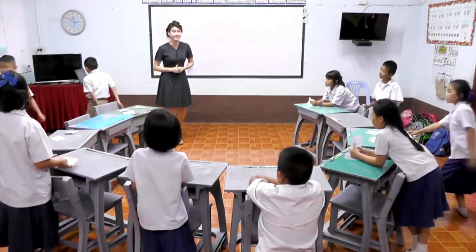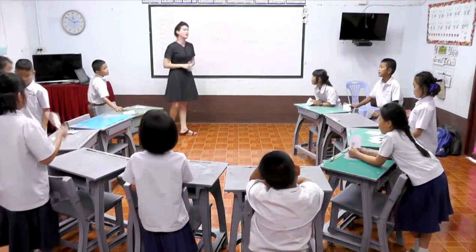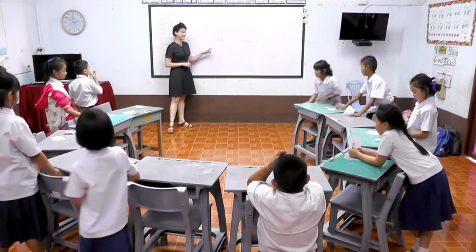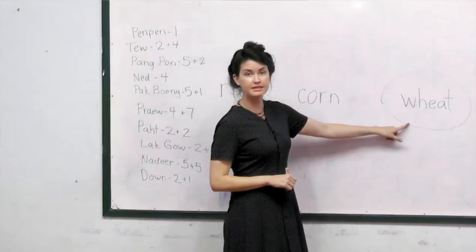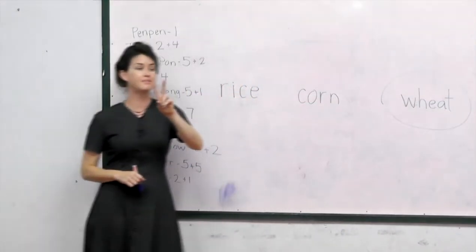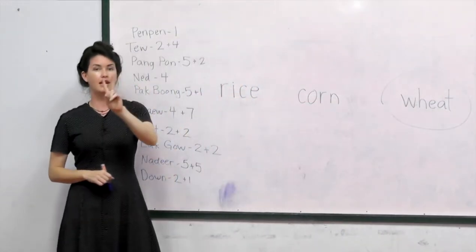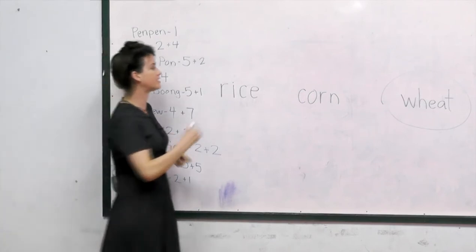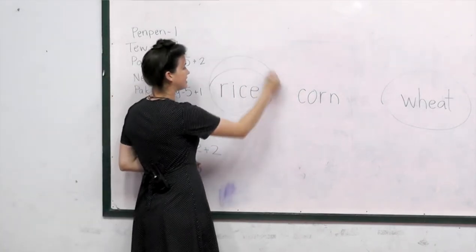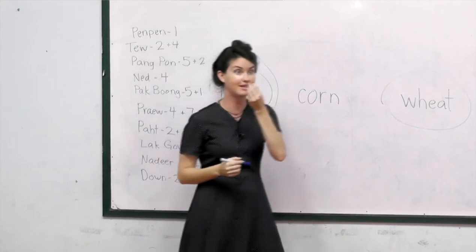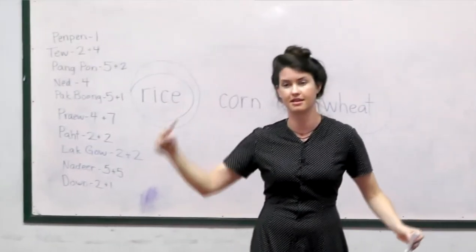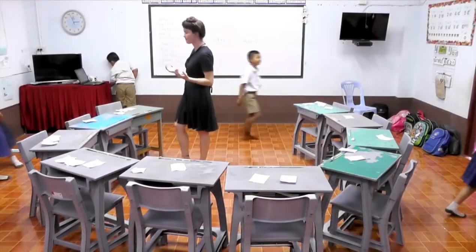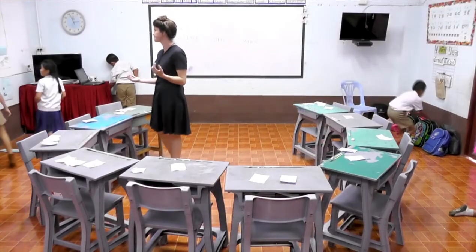Very nice. We're going to play our last time. Good. We've got corn, wheat, now rice. Stand up. Now rice is going to be 2 points. So we're going to look for those rice pictures. You want to eat a lot of rice, okay? Leave your pictures on your desk. One more time.